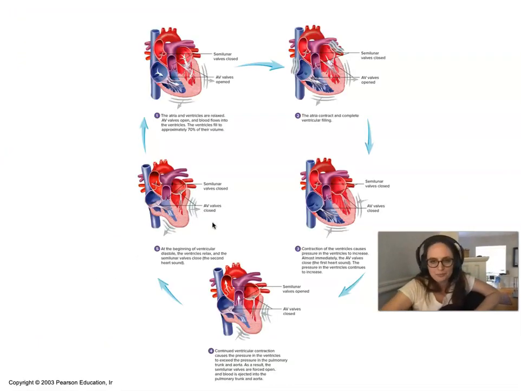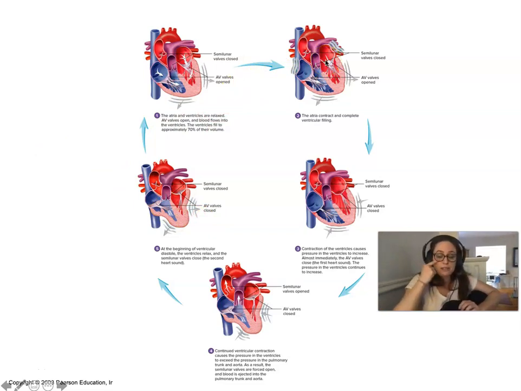This is what I do in an A&P level class. So while you're here, you can learn each of these things distinctly. You can learn the electrical conducting system on its own. You can learn the ECG on its own. You can learn the cardiac cycle on its own, and that's fine for now. In A&P, this is what I'm going to do to you.